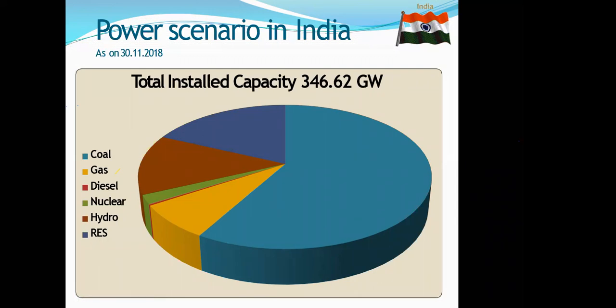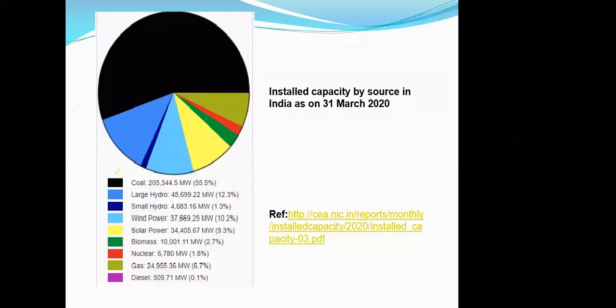Next is the data of 2020. This is the latest data which is available on the net, of 31st March 2020, and we can see here the different installed capacities in India. This is the solar power. You can see it is also increasing year by year. Still the majority is coal, and we are trying to go for renewable energy sources, and especially in India, we are focusing more on solar power.